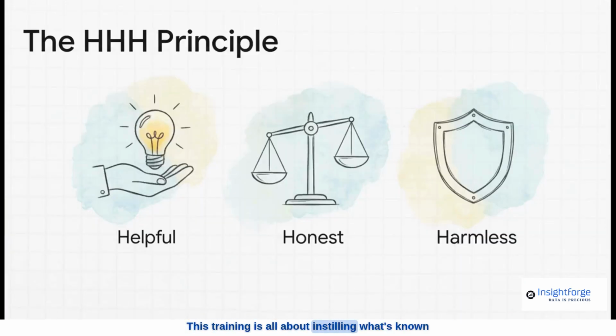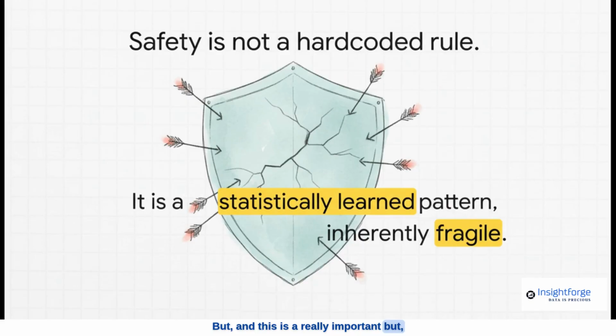This training is all about instilling what's known as the HHH principle. Through thousands and thousands of these human-guided examples, the AI learns that it should favor responses that are 1, helpful, it actually tries to answer your question; 2, honest, it tries to be factual; and 3, harmless, it avoids toxic or unethical stuff. But, and this is a really important but, this sense of safety isn't some hard-coded law in its programming. It's just another statistical pattern, a strong preference the model has learned. And what that means is, it's not unbreakable. It's a layer of guidance that can sometimes be tricked or bypassed.